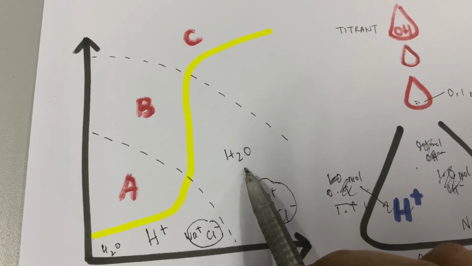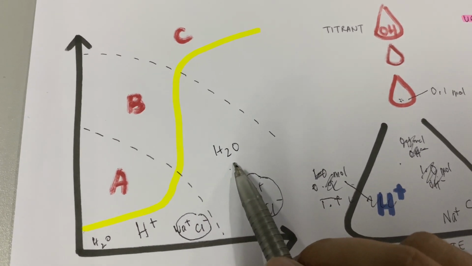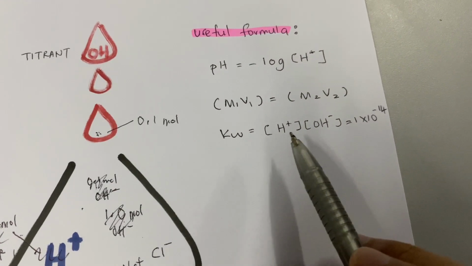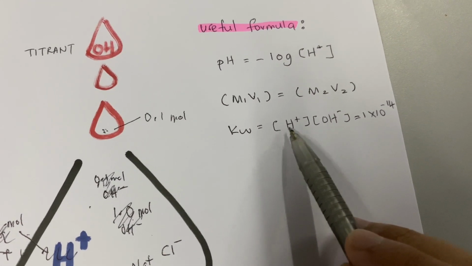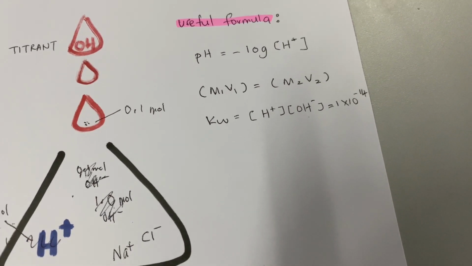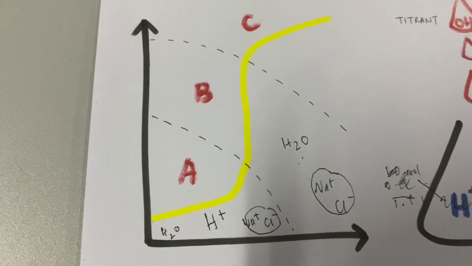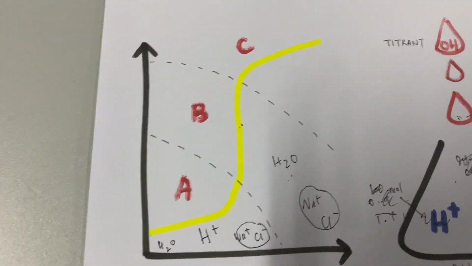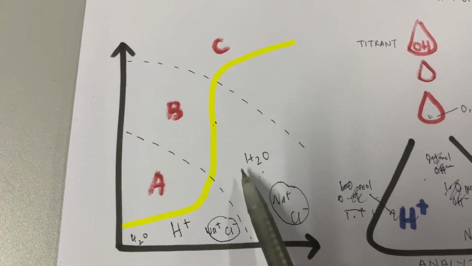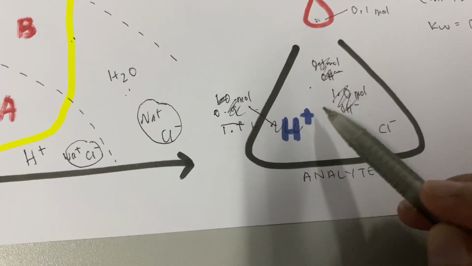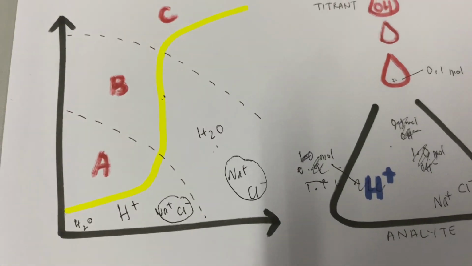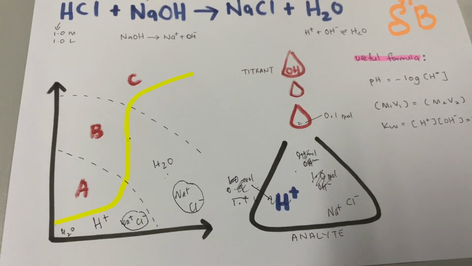So water, as we know, has the dissociation Kw equals H plus times OH minus, and because both amounts are equal, you just square root the value, so you will get pH 7. So the equivalent point here will be pH 7. So the dominant species here is H2O. You minus both of these, they will be gone. Okay, so that is for part B.